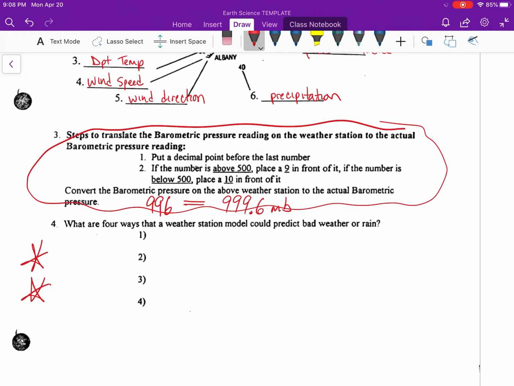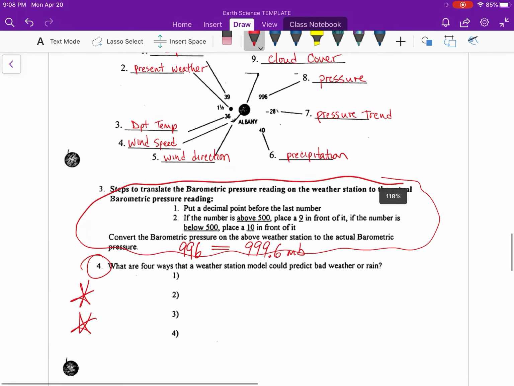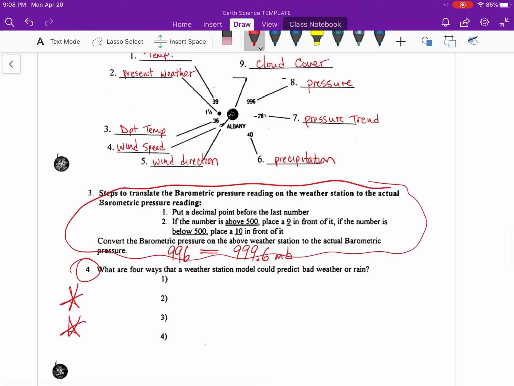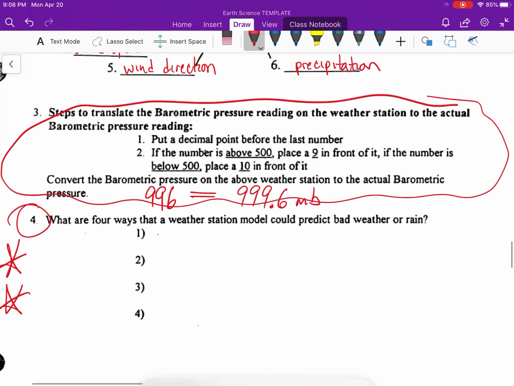Number 4, this is the one that I really, really care about the most. All right, how do I know that one of these models can tell us if it's going to rain or not? Okay, so the number one, the easiest thing to look at is the present weather symbol, right? All right, if it says anything like rain, fog, hail, sleet, snow, thunderstorms, all that tells us bad weather or rain.